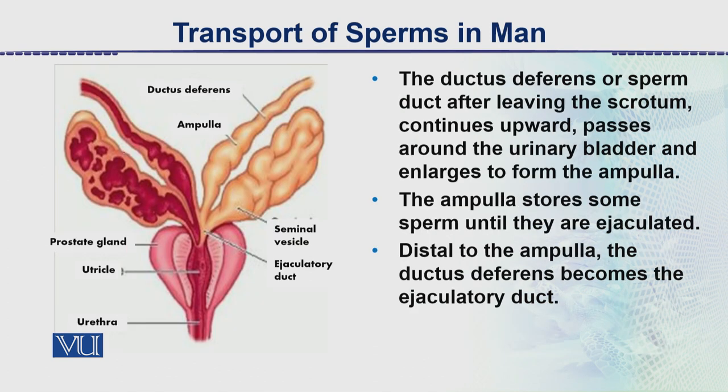Okay, now the ductus deferens or sperm duct, after leaving the scrotum, continues forward, passes around the urinary bladder and enlarges to form the ampulla. We saw this in the ampulla. So this is the ductus deferens, and its terminal end is called the ampulla. Along with this are the glands we call the seminal vesicles, and after that the prostate gland. In between this prostate gland is the utricle, and the urethra becomes continuous with the ejaculatory duct.